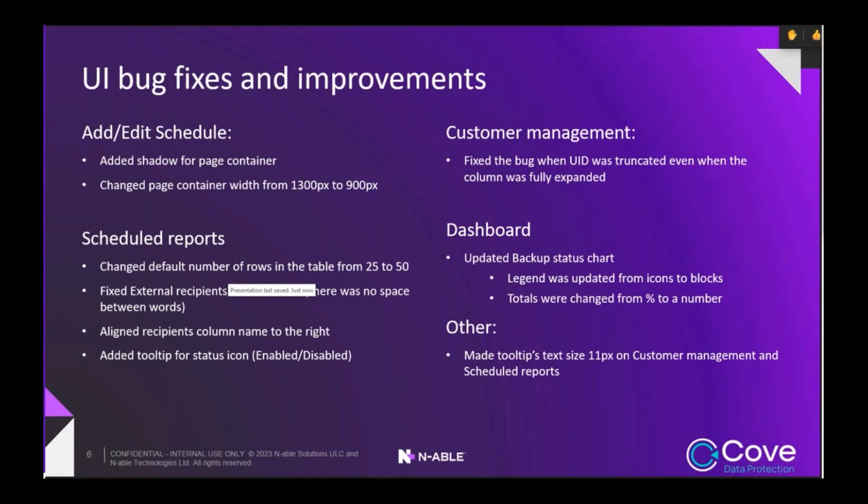Let's see, dashboards, updated backup chart status. So they updated the legend from icons to blocks, and the totals were changed from a percentage to a number, so that it was a little bit more user friendly. Trying to figure out what was going on inside of your environment. Other tooltips, they increased the text size to 11 points in customer management and inside of scheduled reports to make those more visible, especially if you're dealing with those on a 4K monitor.